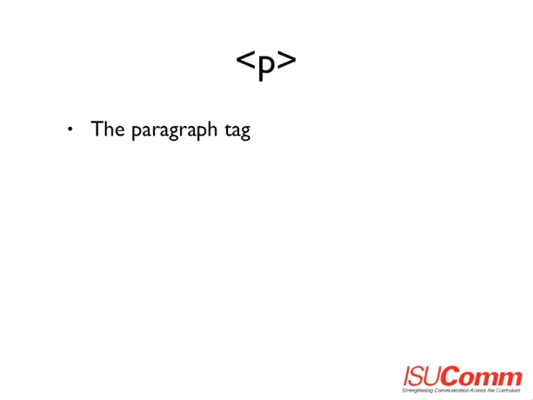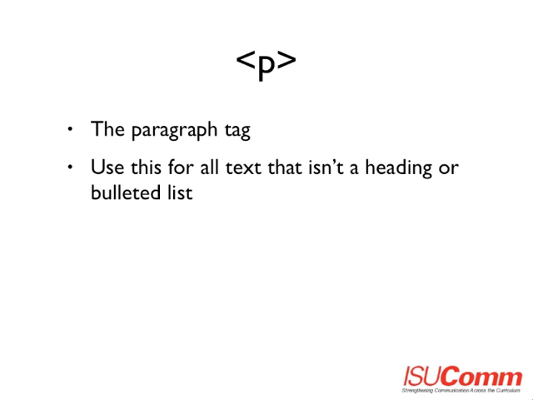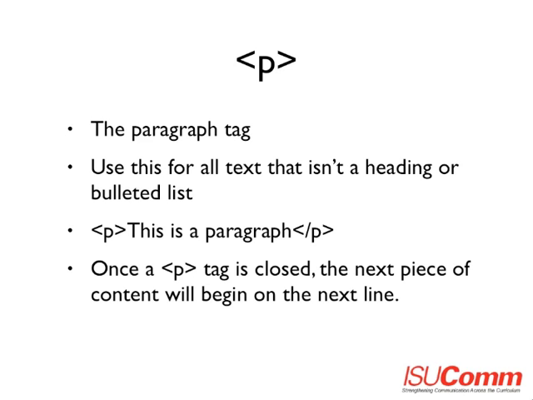The paragraph tag is used for all text that isn't a heading or bulleted list. Basically, when you want to put text on your site and it's just any old text, you're going to use the paragraph tag. So here's an example of the paragraph tag by itself between the opening P tag and the closing P tag. Now once a P tag is closed, the way a paragraph tag works is that the next piece of content will begin on the next line. Okay, and we're going to see how this works in the next slide.